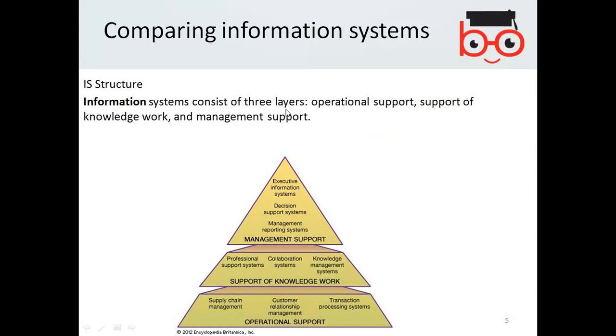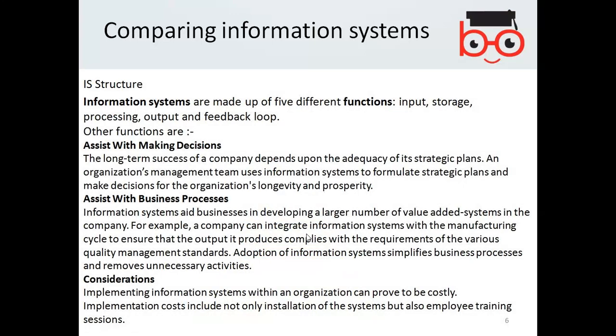The structure. Information systems consist of 3 layers: operational support, support of knowledge work, and management support. The operational support may be limited to supply chain management, customer relationship management, and transaction processing systems. The next level is support of knowledge work, like professional support systems, collaboration systems, and knowledge management systems. Then management support includes executive information systems, decision support systems, and management reporting systems.